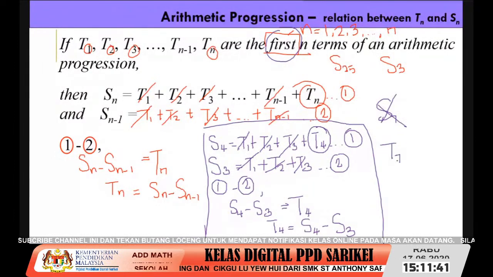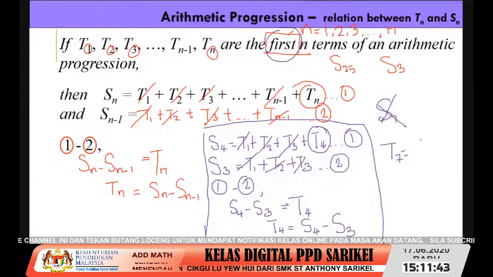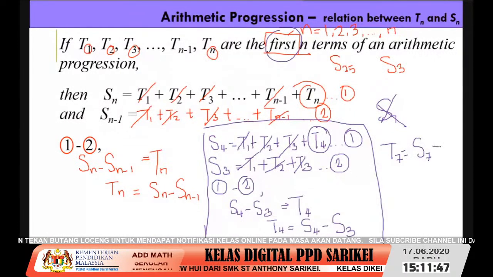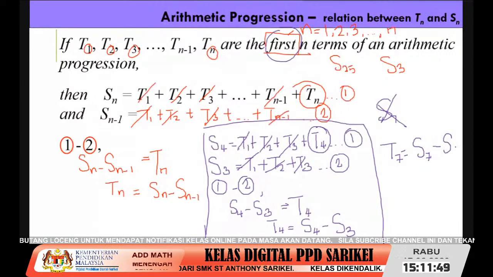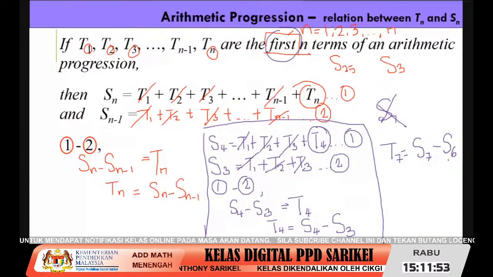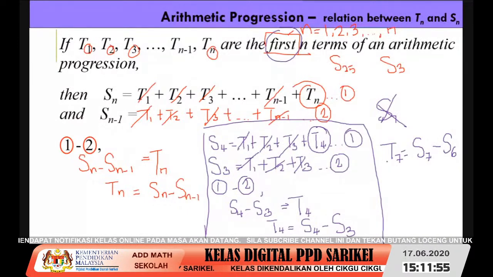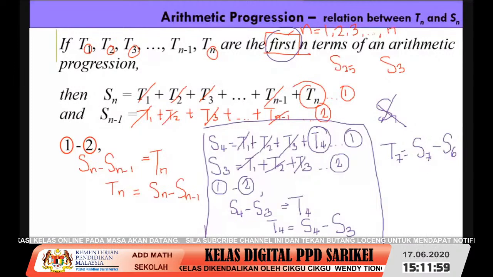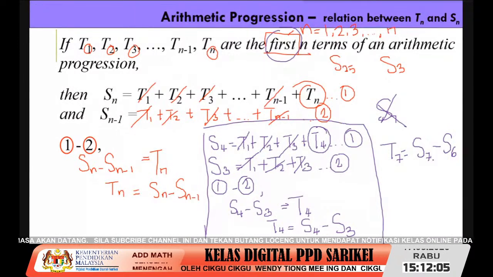Sebutan yang ketujuh. Mesti hasil tambah 7 sebutan yang pertama tolak hasil tambah 6 sebutan yang pertama. If we want to find the 7th term, T7, so we have to use the sum of the first 7 terms minus the sum of the first 6 terms. Okay, so left 2 examples.